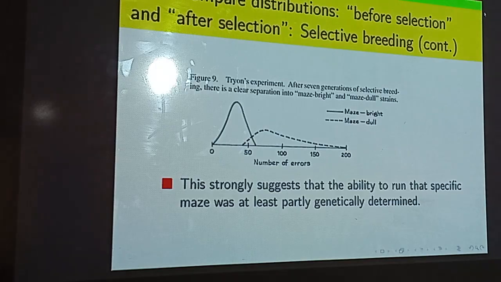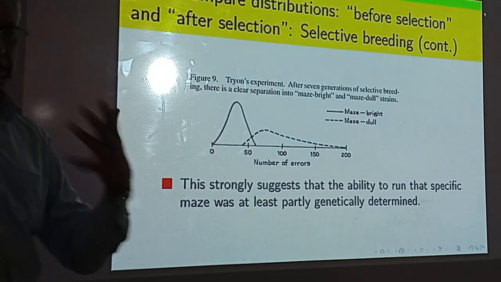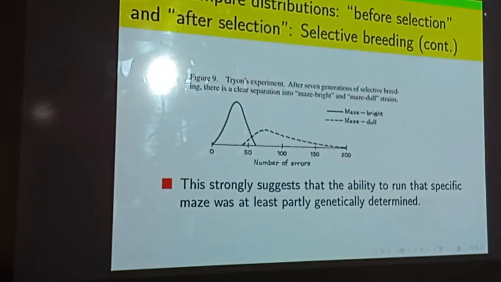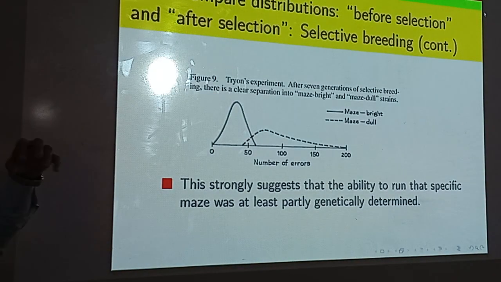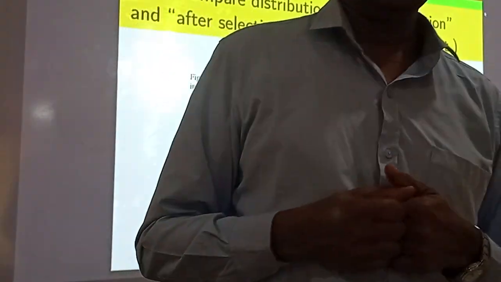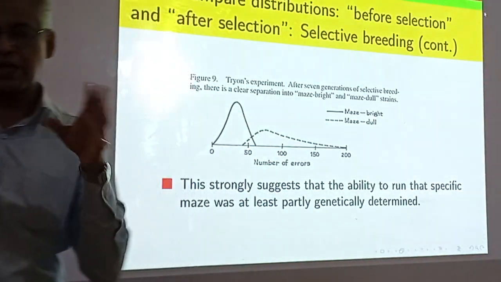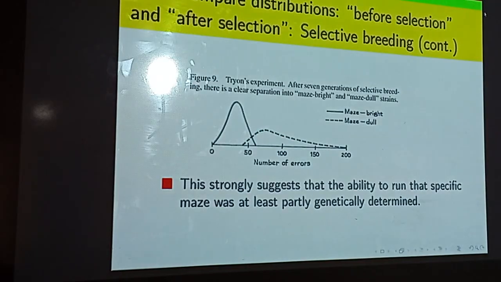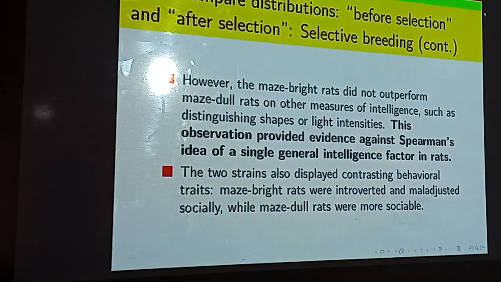So what they decided was, once you bred within these groups, you can have two generations, two separate groups who are completely different in terms of the ability to run the maze. But the question was really whether that ability measures their intelligence. So in order to check, they found that the maze-bright rats did not outperform maze-dull rats on other measures of intelligence, such as distinguishing shapes or light intensities.